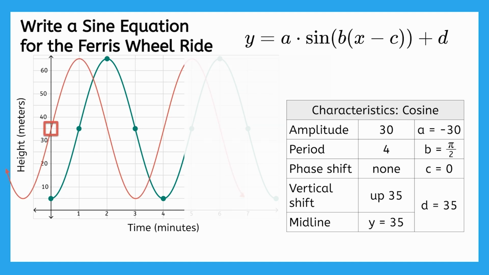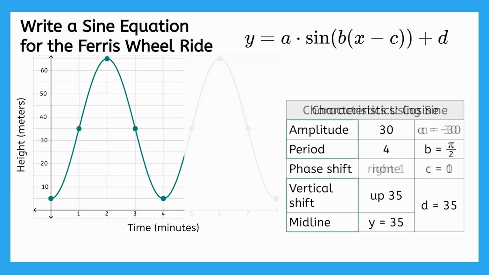Remember, for a general sine function, the midline crosses through the y-axis, so I could also visualize the Ferris wheel function as a non-reflected sine function that's been shifted 1 unit to the right. Take a moment to think about which characteristics and parameters would change from the cosine function and which ones would stay the same. If we write a sine function for the Ferris wheel ride, the amplitude, period, and vertical shift don't change.